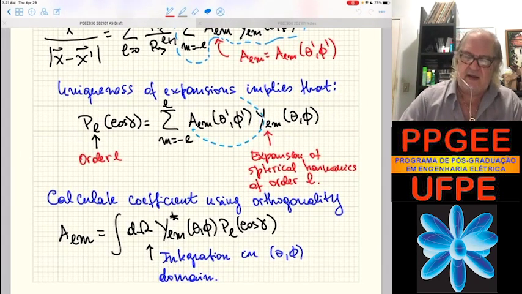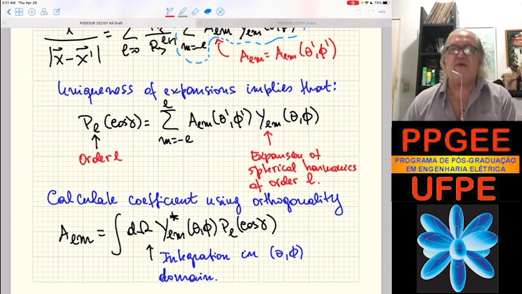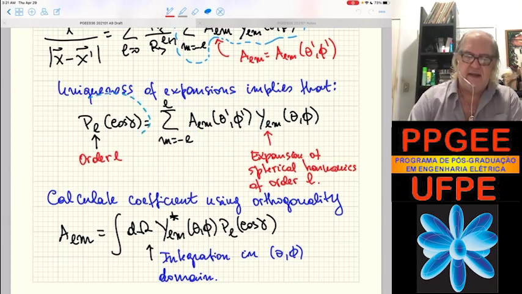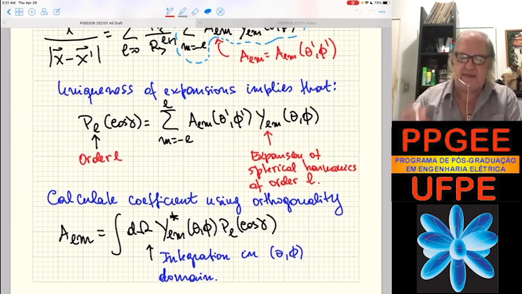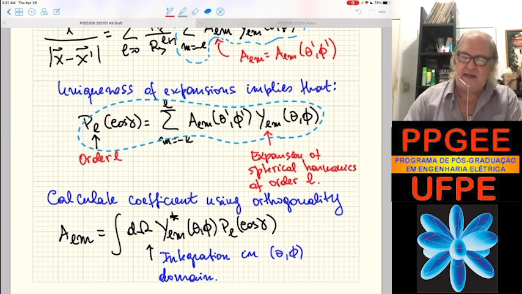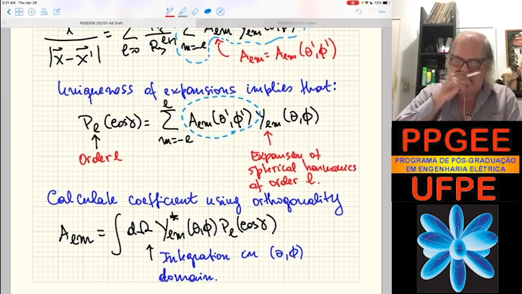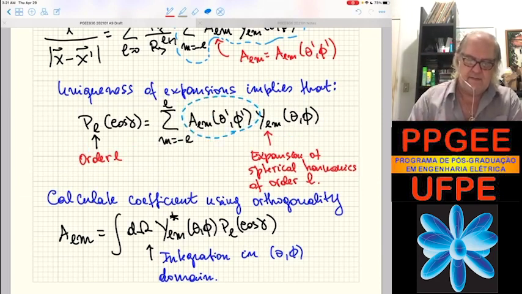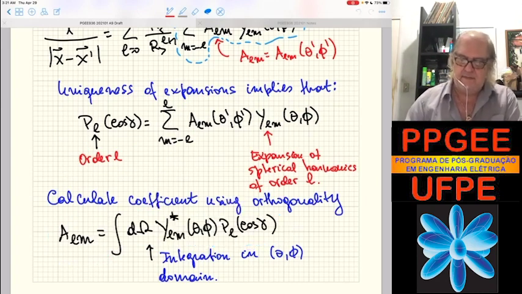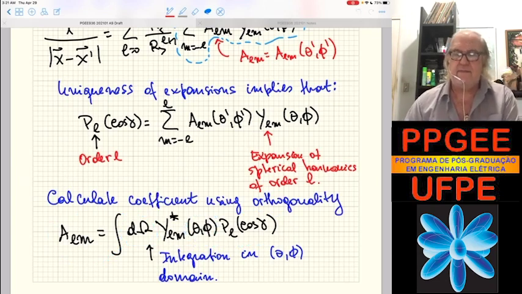The coefficient ALM can be determined by using orthogonality. I make a scalar product with the conjugate on both sides here, and uniquely determine the coefficient ALM. This integration is done in the theta phi domain, right?